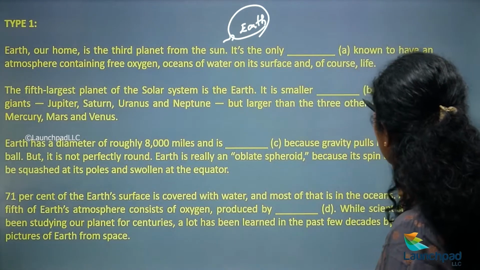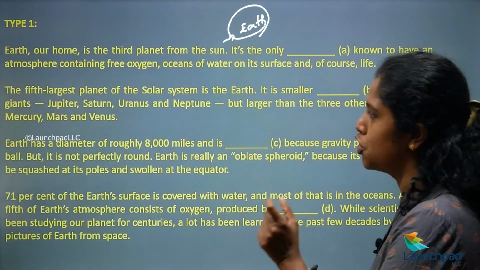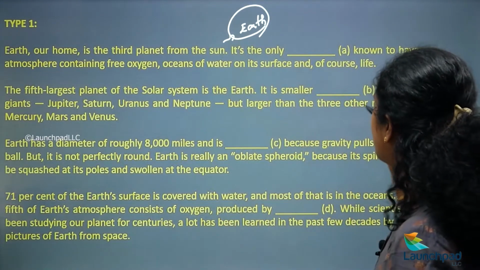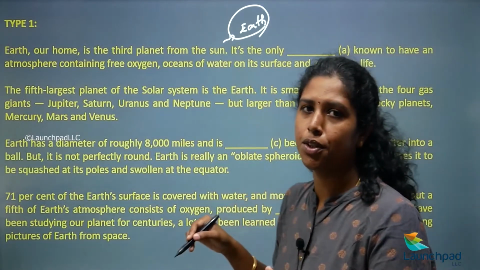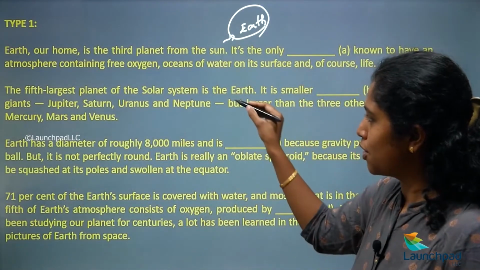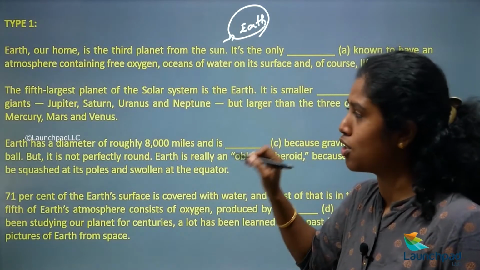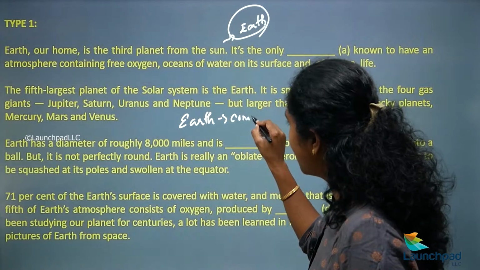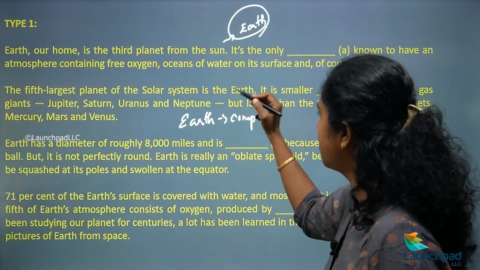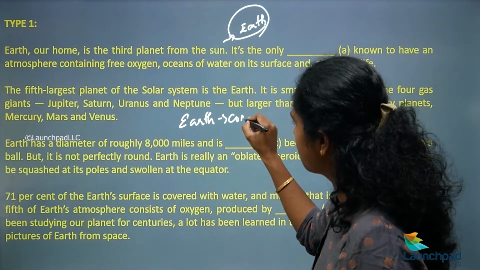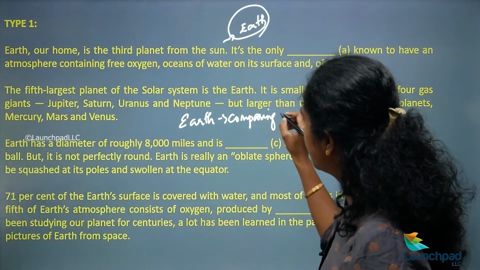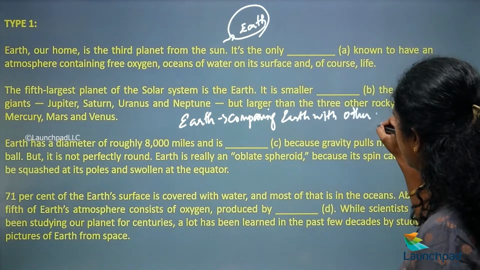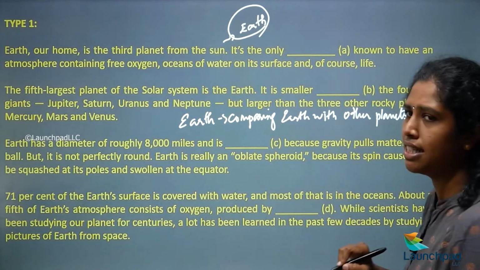Next, the 5th largest planet of the solar system is the Earth. It is smaller dash the 4 gas giants, Jupiter, Saturn, Uranus and Neptune, but larger than the 3 other rocky planets, Mercury, Mars and Venus. So you see in this second paragraph also they are talking about Earth, okay, but they are comparing Earth with other planets, right? Yes.